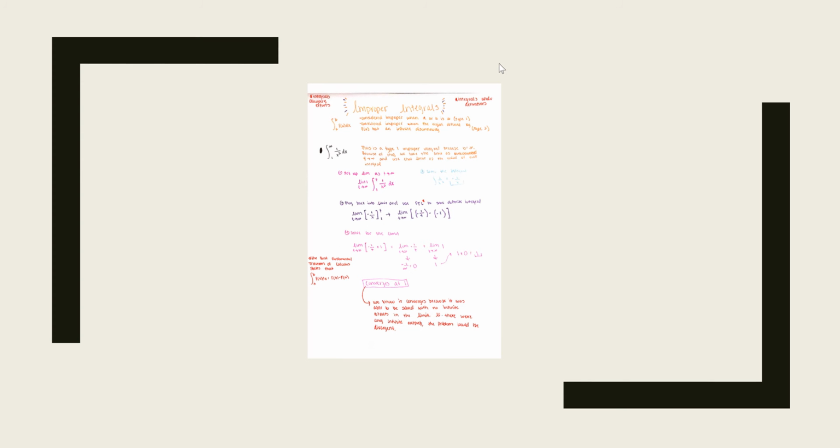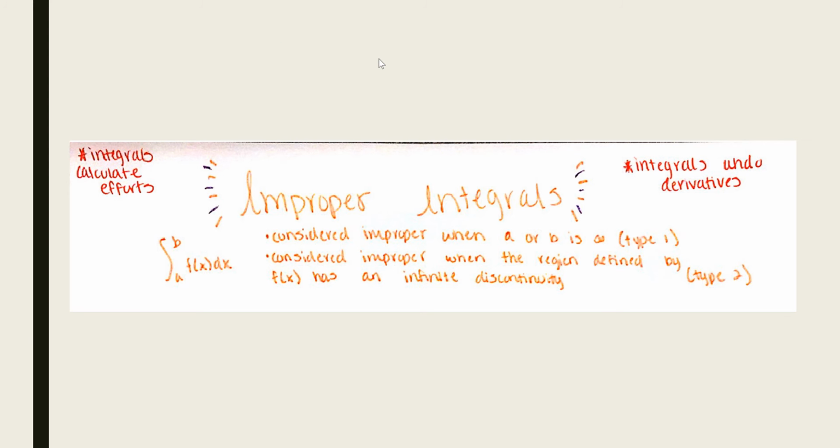The second topic we're going to be talking about is improper integrals. An integral is improper when the a value or the b value is equal to infinity. It's also improper when the region defined by f of x has an infinite discontinuity. When the a or b is equal to infinity, that is a type 1 improper integral.